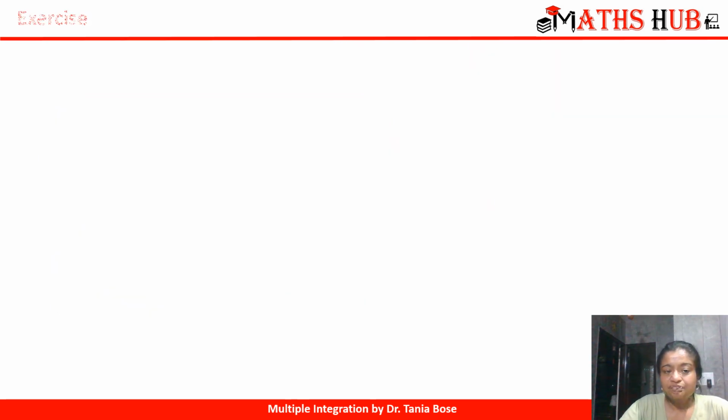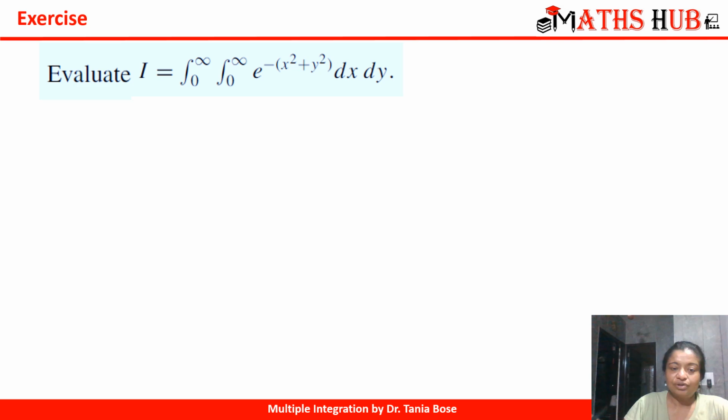Now, let us move to one more question. We need to evaluate I equal to the integration 0 to infinity, integration 0 to infinity, e to the power minus (x square plus y square) dx dy. So how to integrate this? Now, from here, the given limits of x are from 0 to infinity and the given limits of y are also from 0 to infinity.